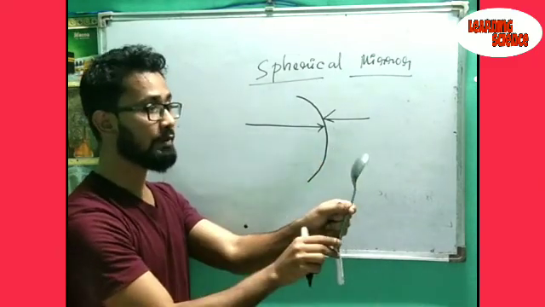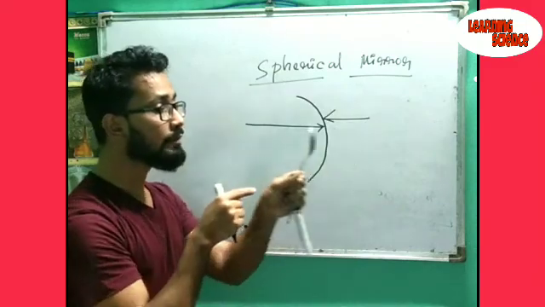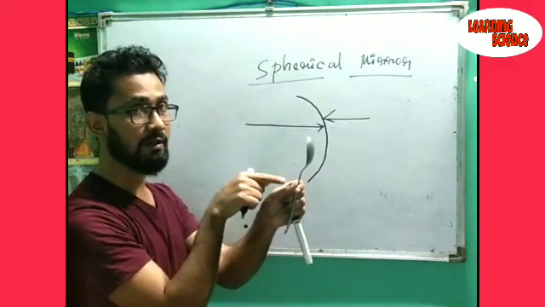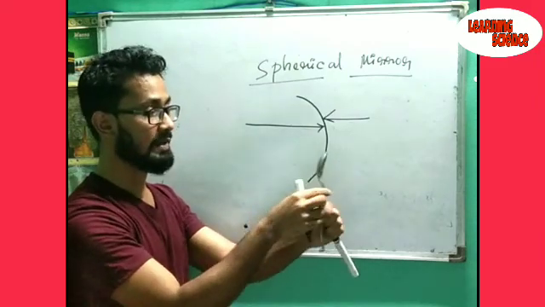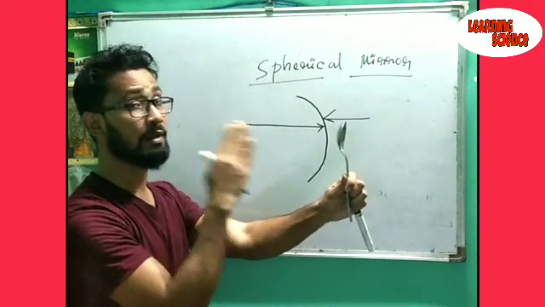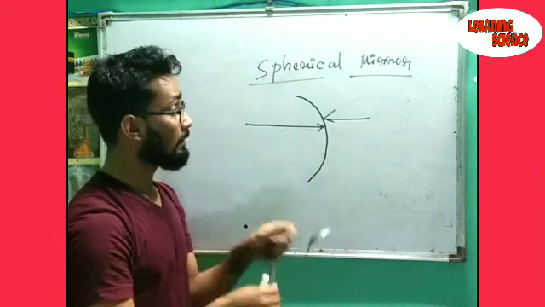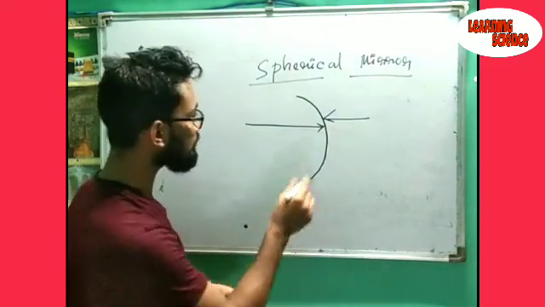But if you see from the inner part, you will see the image is just inverted. The image gets inverted. But if you see this way, the image is erect, same as the object. Okay. So let's know about spherical mirror.